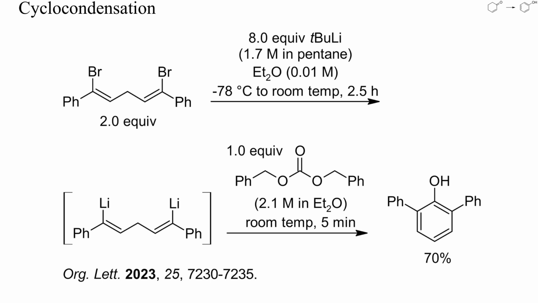Another fancy but rarely used strategy is the cyclocondensation of dimetalated pentadienes with a carbonic acid derivative. Dianionic intermediates are highly energetic, difficult to generate, and tend to yield product mixtures. In this example, a large excess of tert-butyllithium was required for the twofold bromine-lithium exchange. Addition of dibenzyl carbonate then yielded the expected phenol in 70% yield.